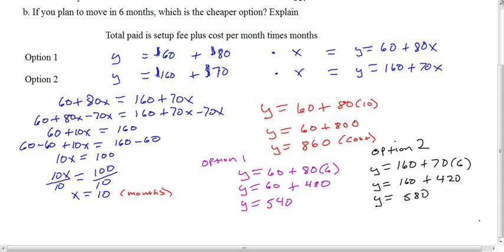Okay, so now we will look at the comparison, which does not seem, we don't need a degree in mathematics to determine that 540 is cheaper than 580. So it asks us to explain. Okay, why would it be the easiest? Because option 1 is cheaper. So we just simply say option 1 is less expensive.